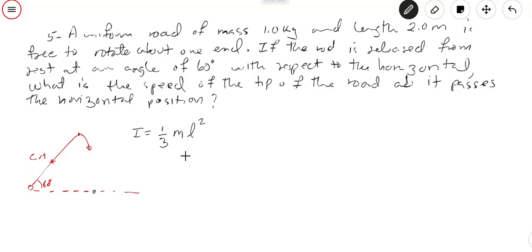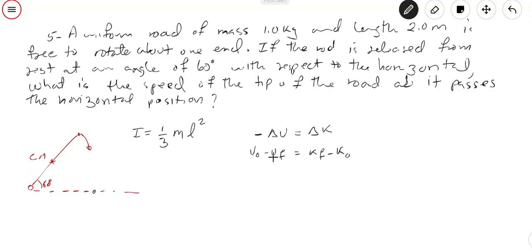Now, what else is important here? Well, we have that for the horizontal position, the negative variation of the potential energy will be equal to the variation in the kinetic energy, right? So negative delta U would be U initial minus U final, and delta K would be K final minus K initial.